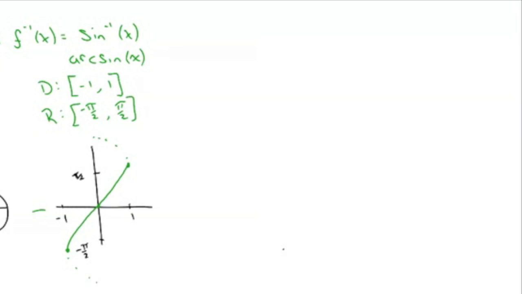What about, do 1.5 cosine. Because the domain has to be between negative 1 and 1, it'll give you a domain error.